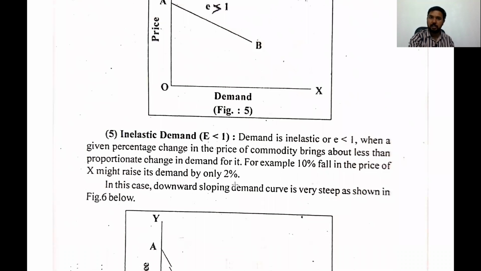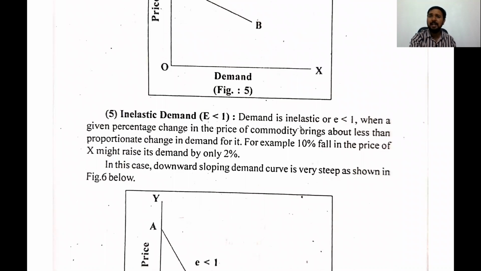What is inelastic demand? Let's read. Demand is inelastic or elasticity is less than one. What is that? When a given percentage change in price of a commodity brings about a less than proportionate change in demand for it. For example, a 10% fall in price. Guys, you need to focus here that a 10% fall in price of X might raise demand by only 2%. So there is a change in price by 10%, but demand will be affected by only 2%.